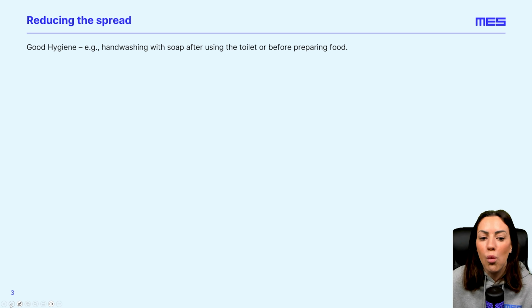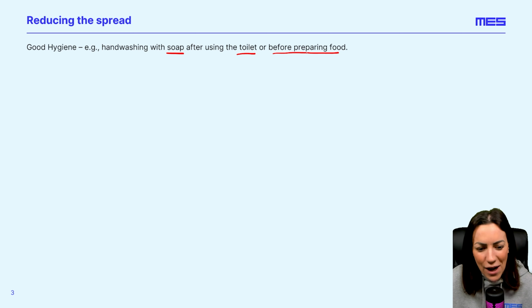So making sure you're washing your hands regularly with soap, specifically after using the toilet or before preparing food. And I always find in exam questions, it is necessary to tell the examiner when you're going to wash your hands. Don't just say wash your hands. It's wash your hands after going to the toilet, before preparing food, and make sure you're using soap or some kind of antibacterial hand gel would be acceptable as well.